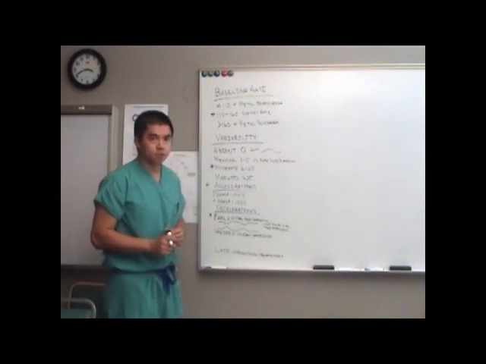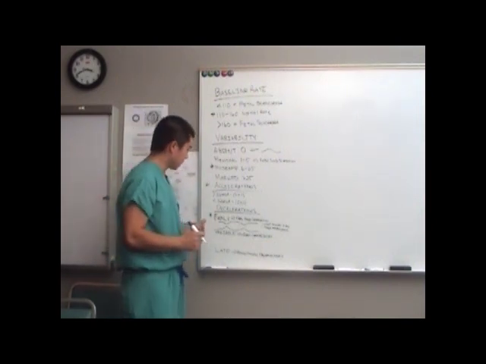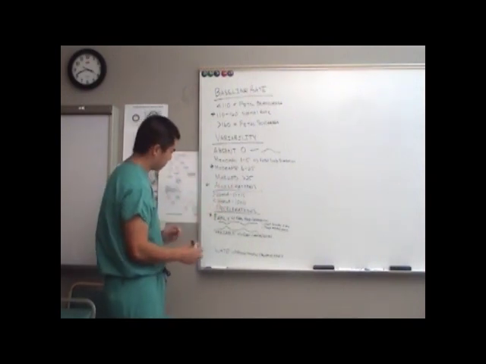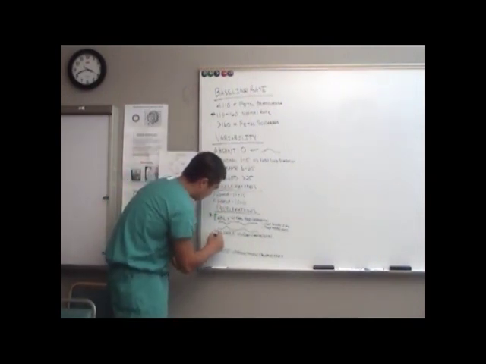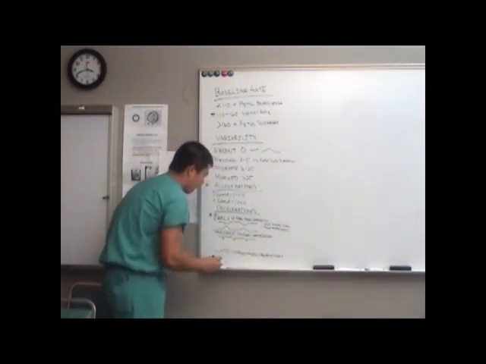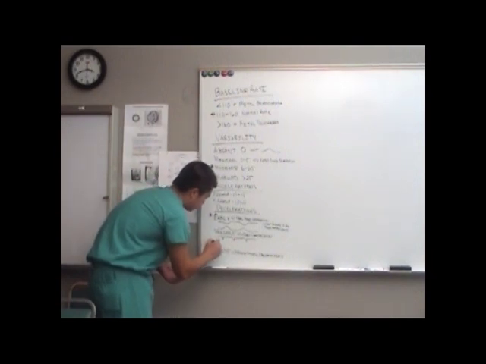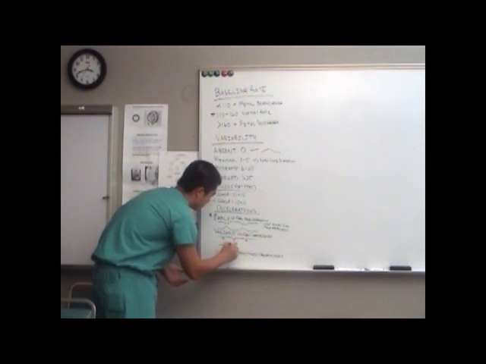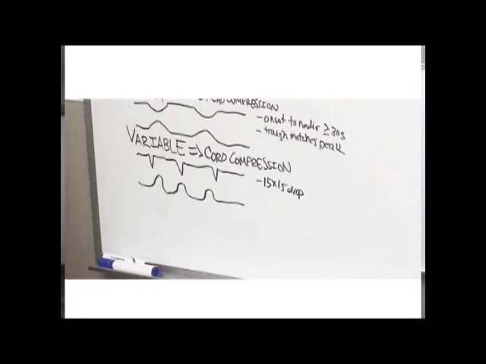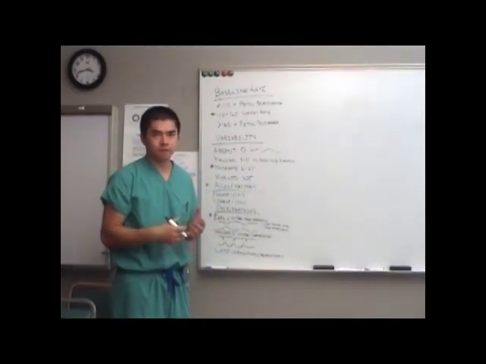Variable decelerations. So what do those look like? V for variable, so they look like V's. They're sharp and they're acute. And just like their name, they can happen at a variable time in relation to the contraction, either before, at the same time, or after the contraction. They're variable.